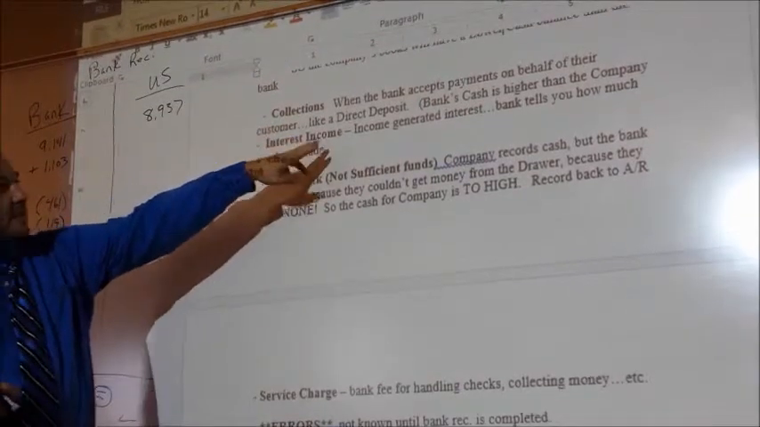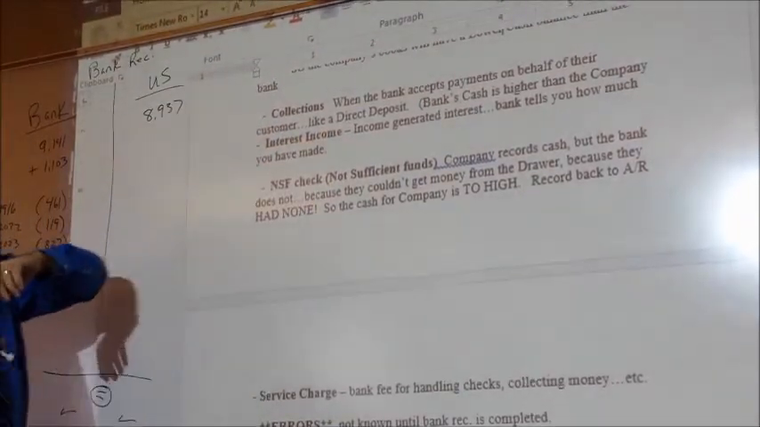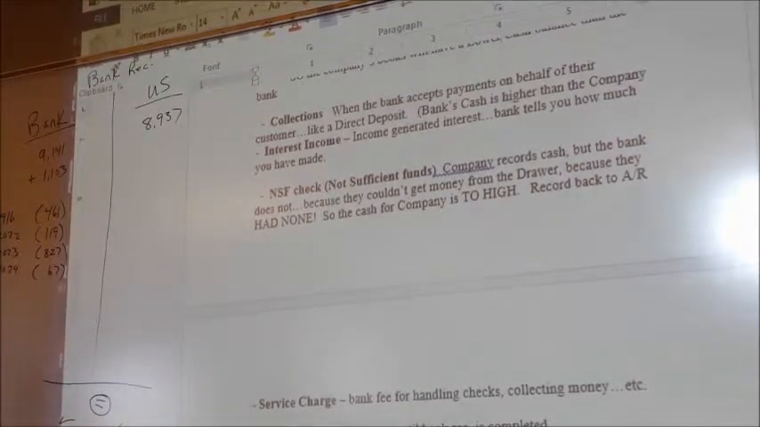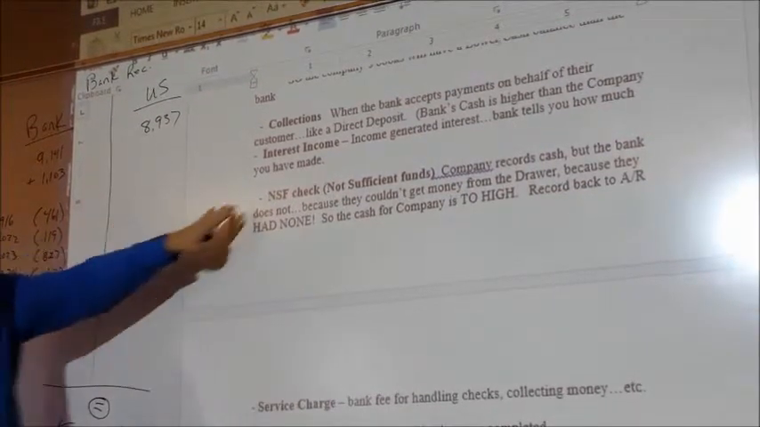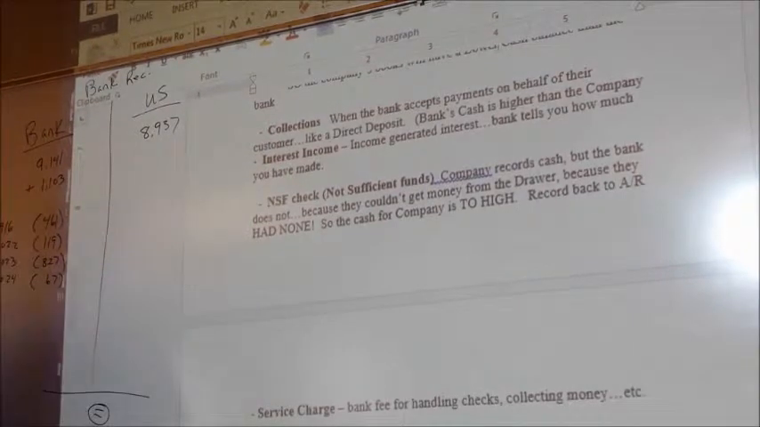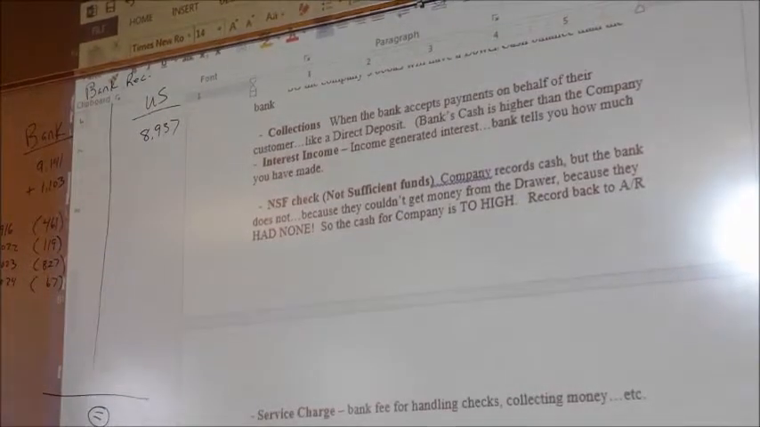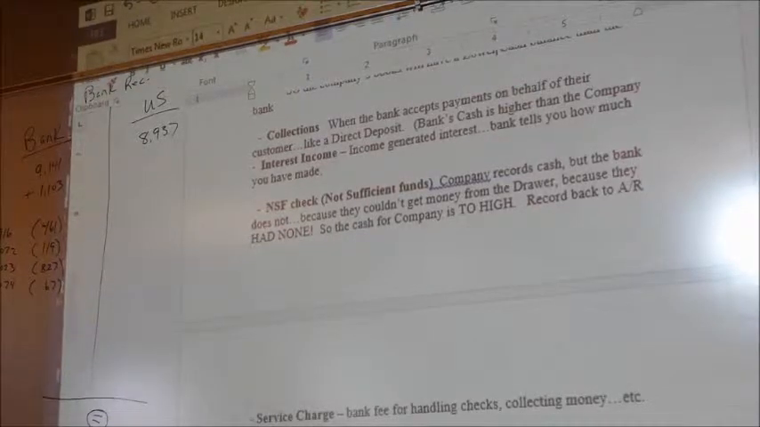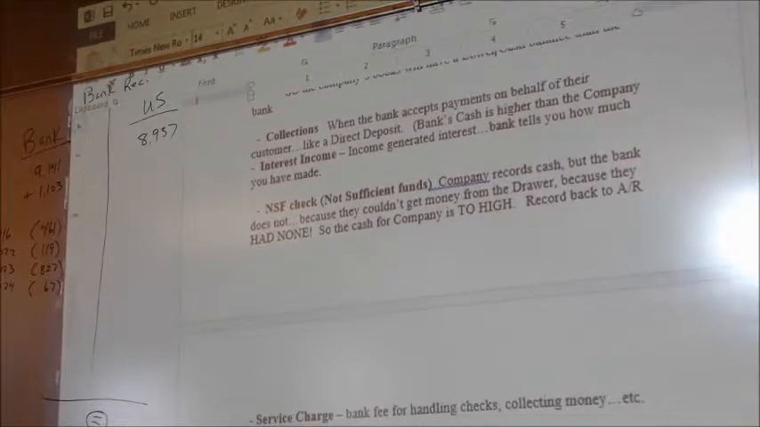I need to update my books. Did the bank accept a direct deposit? Somebody paid the bank and I got money. Or sometimes you'll see checking account interest income. It's usually pretty small, but still, you got extra money that you didn't really know about until you saw the bank statement. Something that we need to adjust on my books.